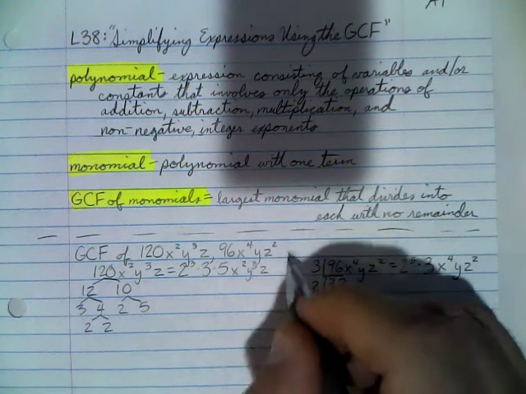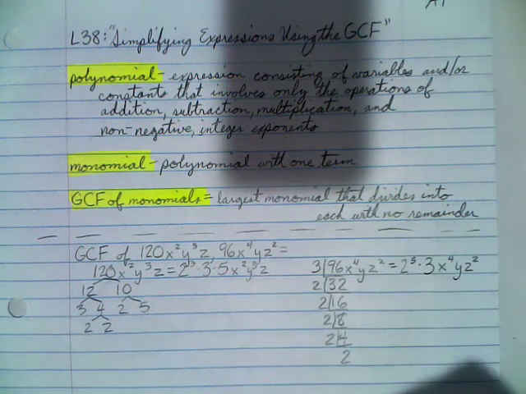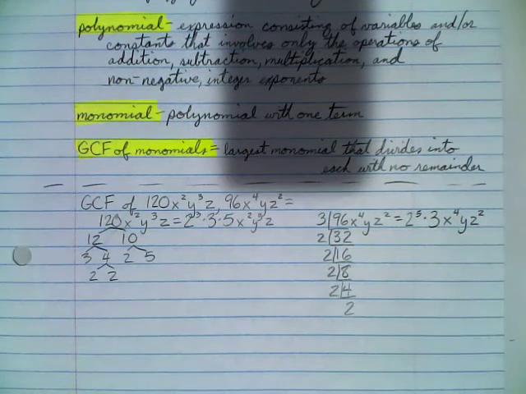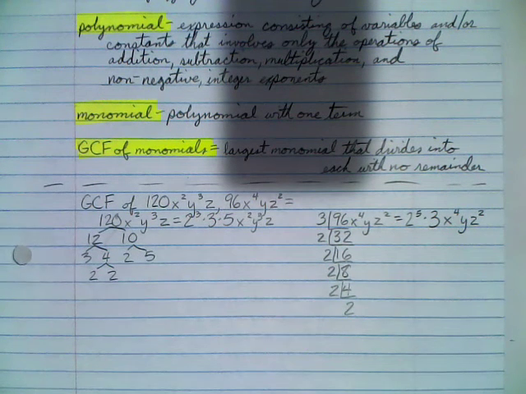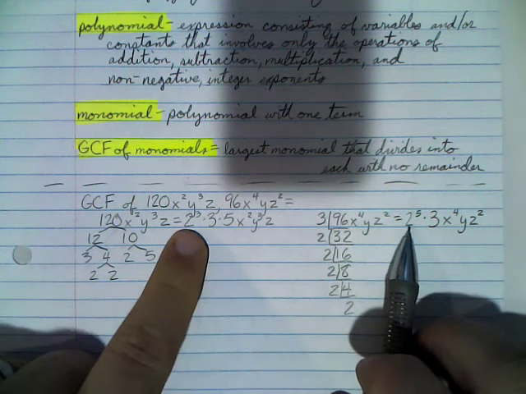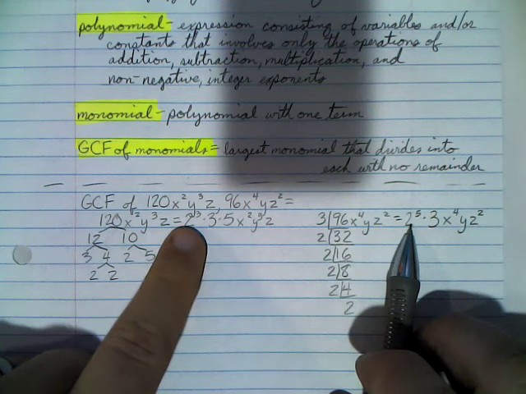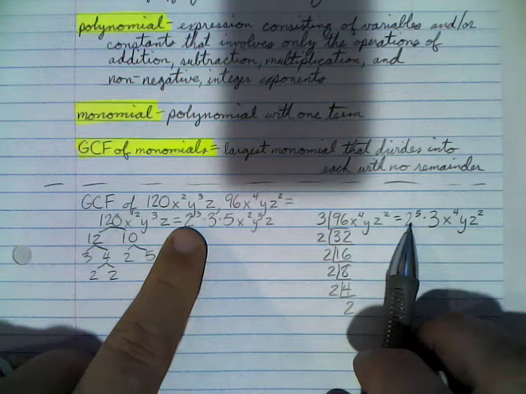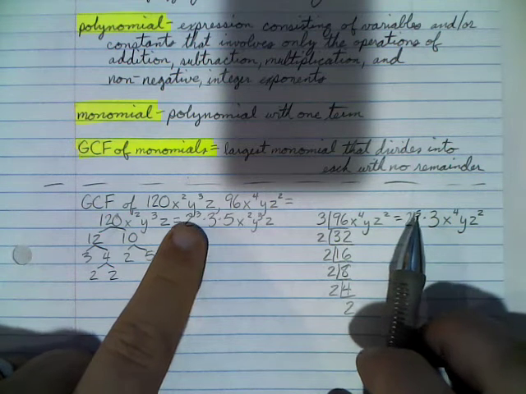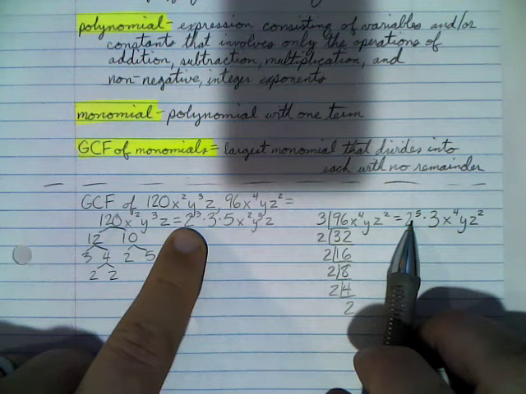So to find the GCF, I'm going to take each prime factor and choose the lowest exponent, because the lowest exponent is what they have in common. If you consider the 2's, for example, we have 2 to the 3rd power and 2 to the 5th power. The lower is the 3. These both have 3 2's in them. Now this one has a couple extra 2's, but they both have at least 3 2's.